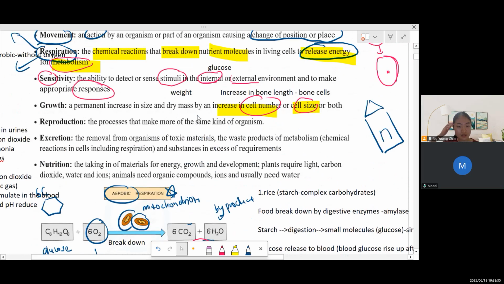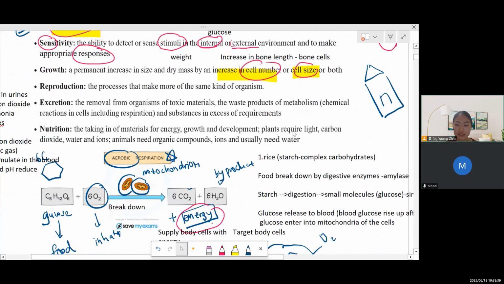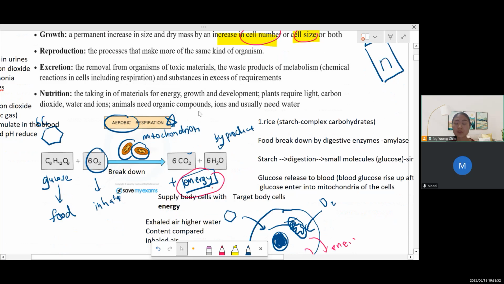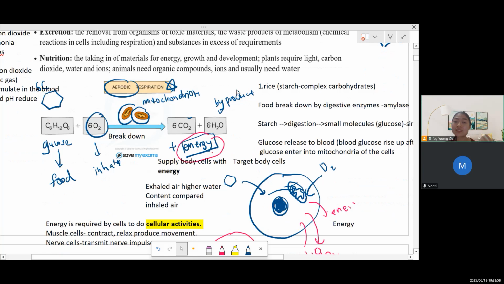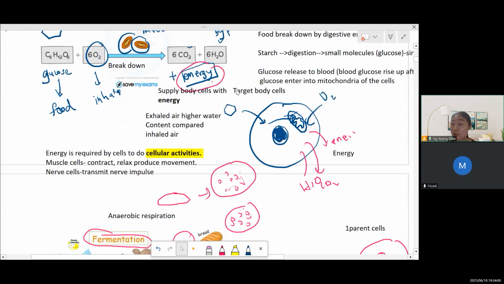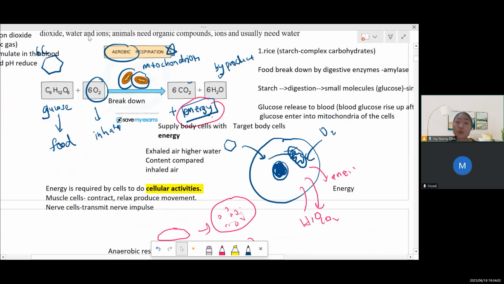And then for the nutrition, let me have a look at this statement again so you can understand it. Plants need light, carbon dioxide, water, and ions. Animals need organic compounds. For plant nutrition, you need to know how to write the equation for photosynthesis. What is the equation for photosynthesis? It's just similar to your aerobic respiration.